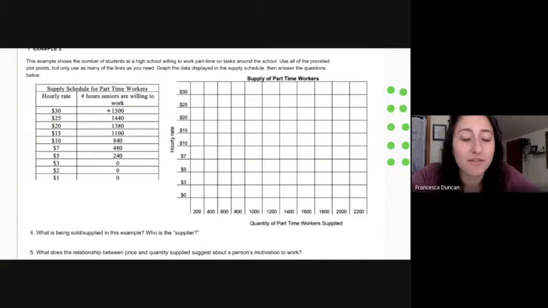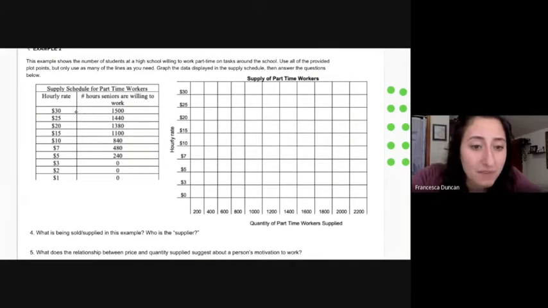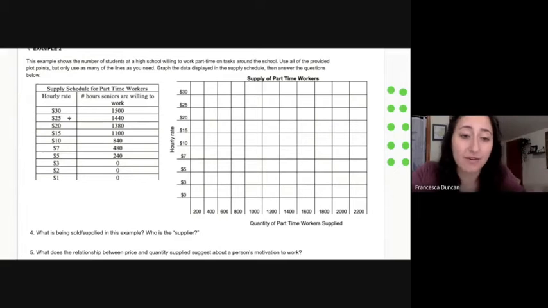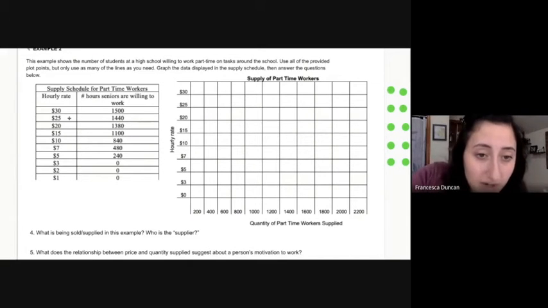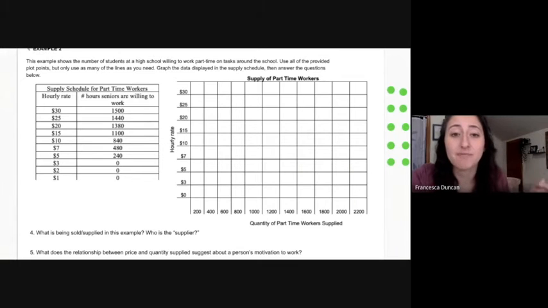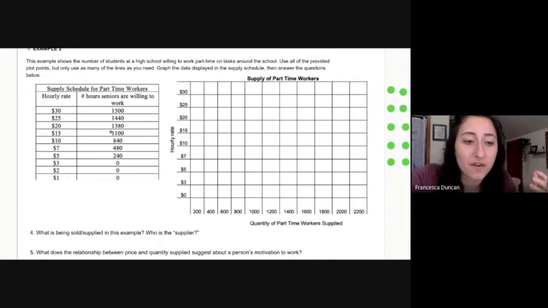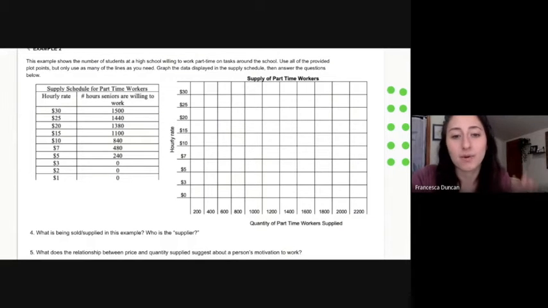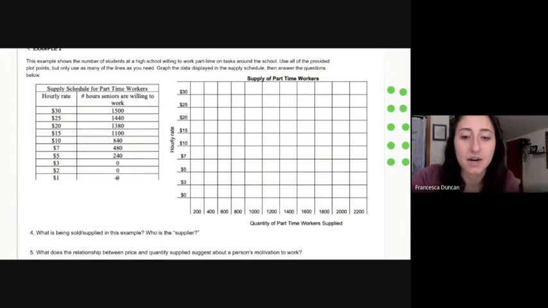So if we look up here for 30 bucks an hour, 1,500 are willing to work. For 25, it actually goes down a little bit, so following that law of supply, right? Only 1,440. Oh, sorry, the first one is 1,500. I misspoke. But it goes down, right, to 1,440 once you drop that price. At $5 an hour, it goes down even further. And then once you're asking students to work for $3 an hour, they're like, nope, we're done. We're not going to work for that much. So that starts at 0.